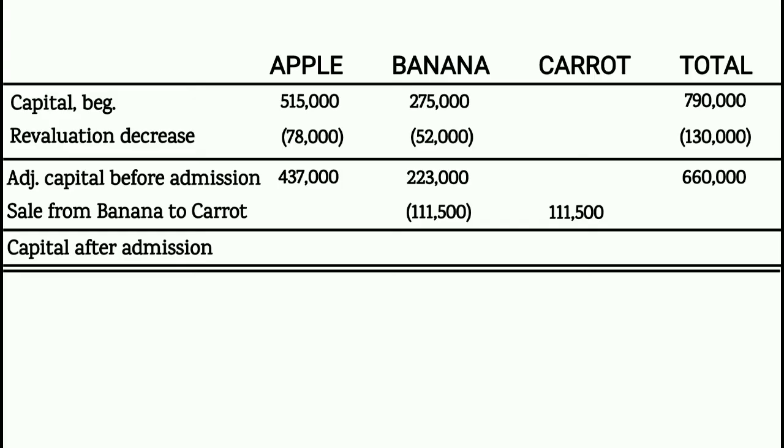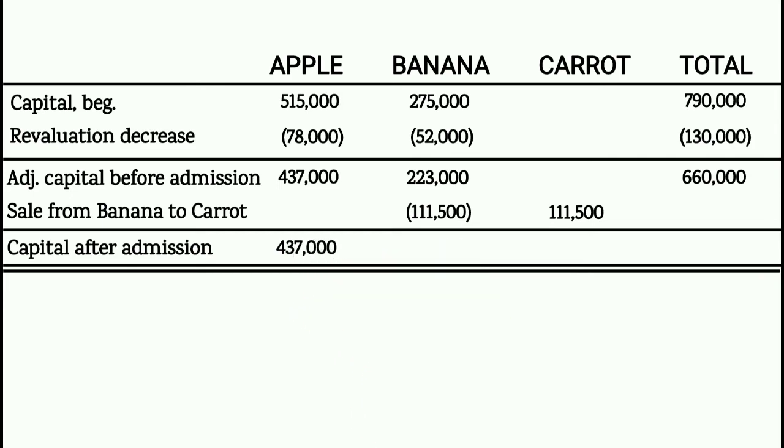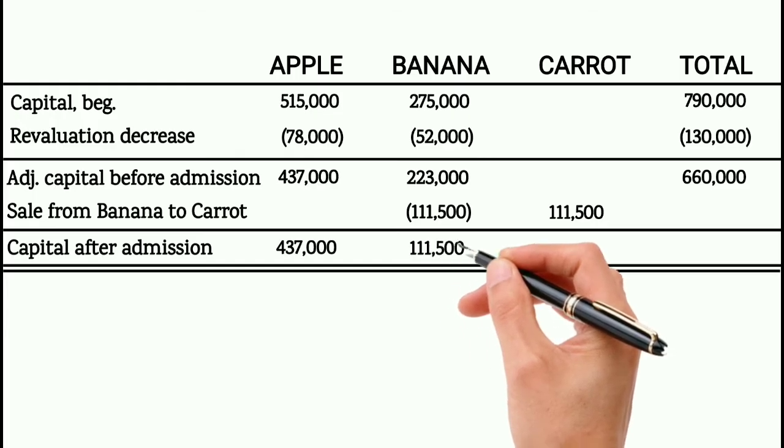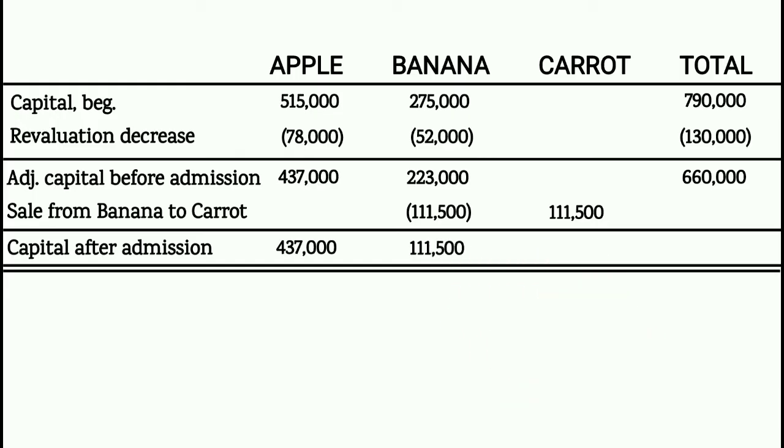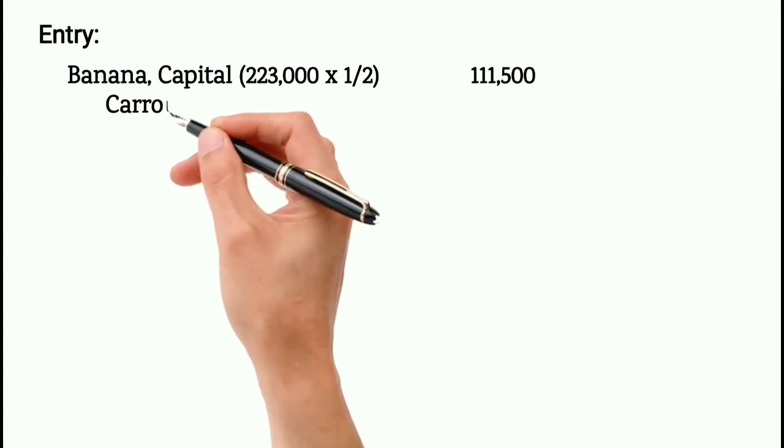We can now compute the capital after admission. For Apple, 437,000 pesos. For Banana, 111,500 pesos. And for Carrot, 111,500. All in all, the total capital after admission is 660,000 pesos. At this point, we can now provide the entry to record the purchase of interest.